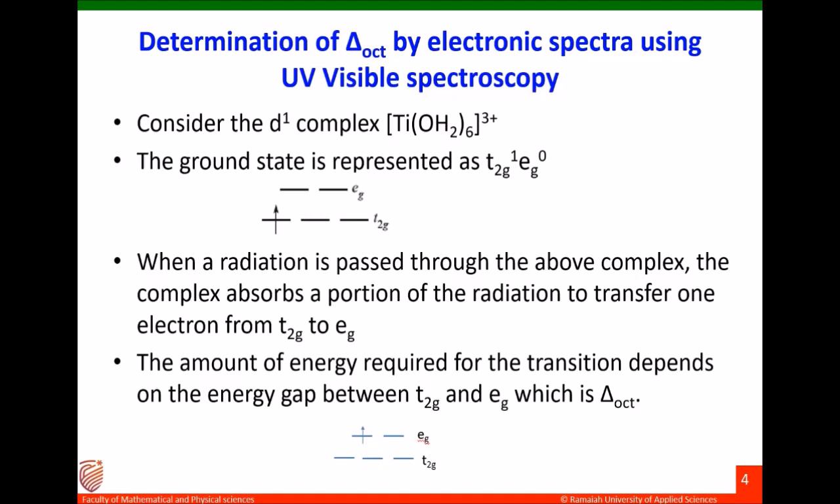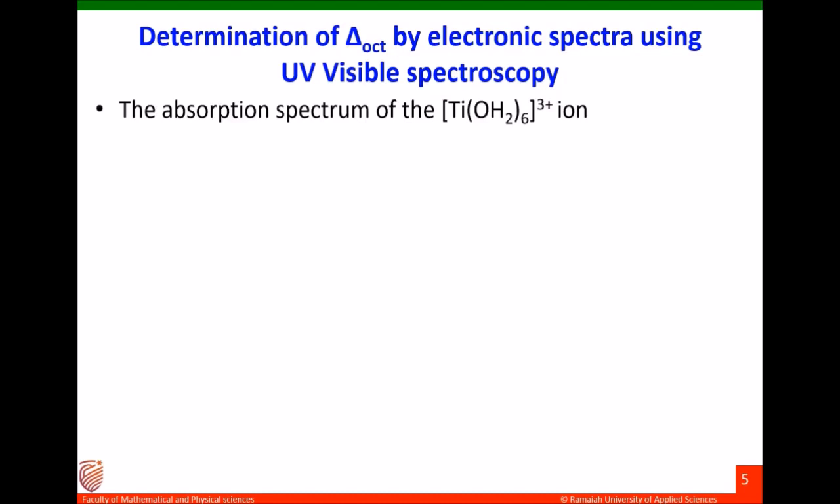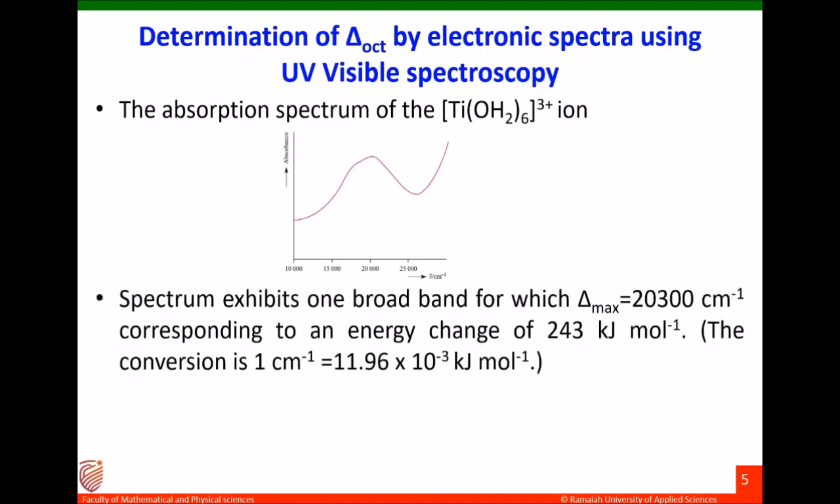The absorption spectrum of this complex ion is shown in figure 2, which exhibits one broad band for which delta max is around 20,300 centimeter raised to -1 wave number, corresponding to an energy change of 243 kilojoule per mole. The conversion we studied already in our previous video lecture: 1 centimeter raised to -1 wave number equals 11.96 into 10 to the power -3 kilojoule per mole.